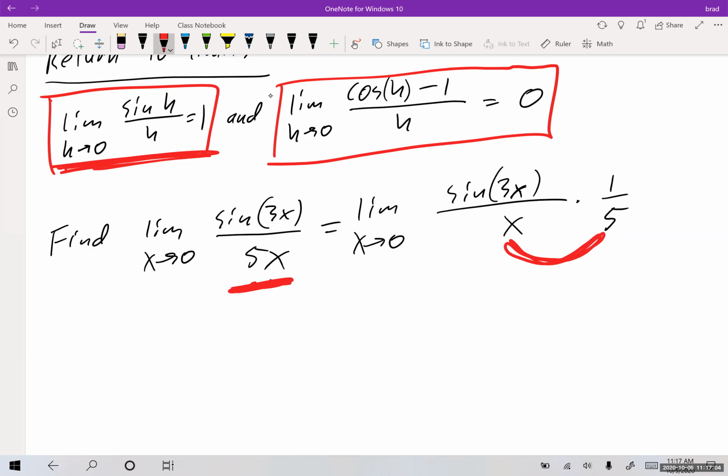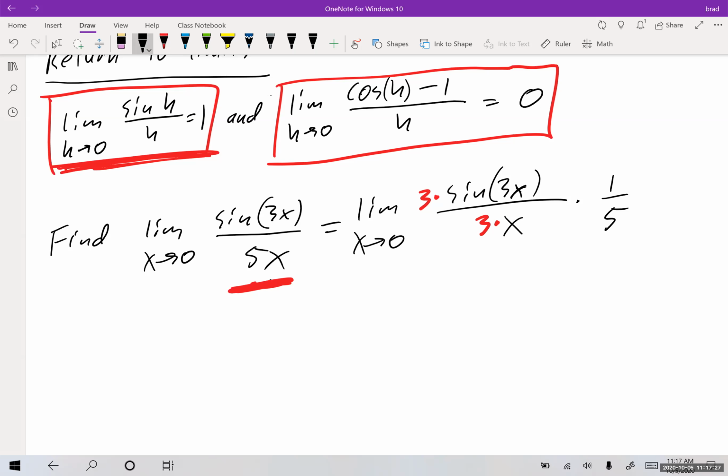So I haven't done anything. It's still 5x. However, now that the x is there, what's the only thing I need? I need a 3 right here. So what I'm going to do is put a 3 right here. Okay, now what is 3 over 3? Well, that's just 1. So this is totally legal. I'm going to multiply and multiply, and 3 over 3 is 1, so I should not have changed the value.